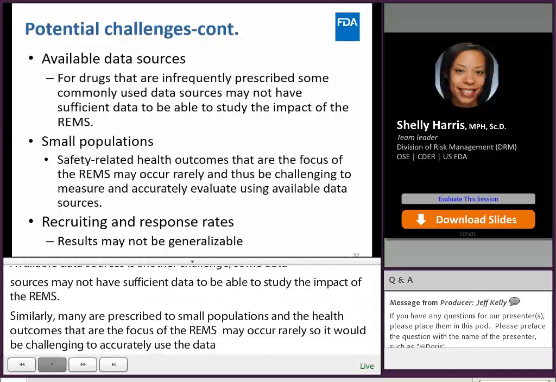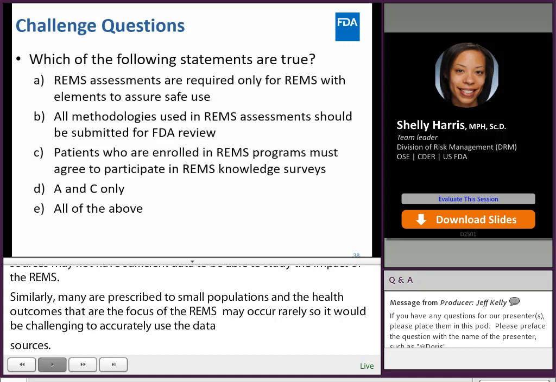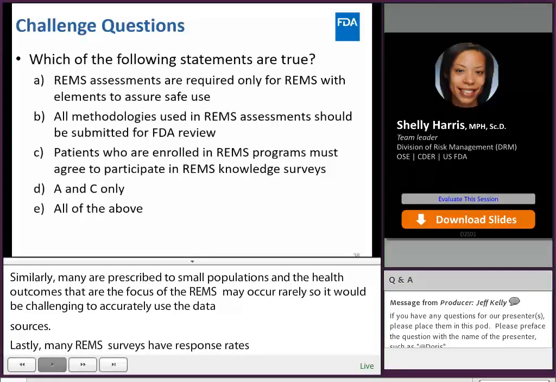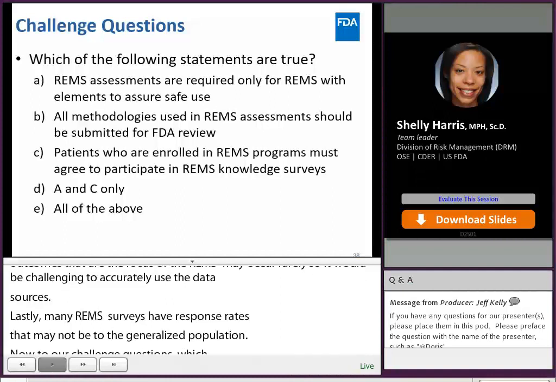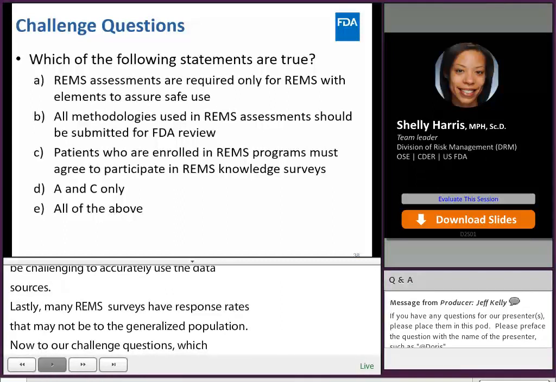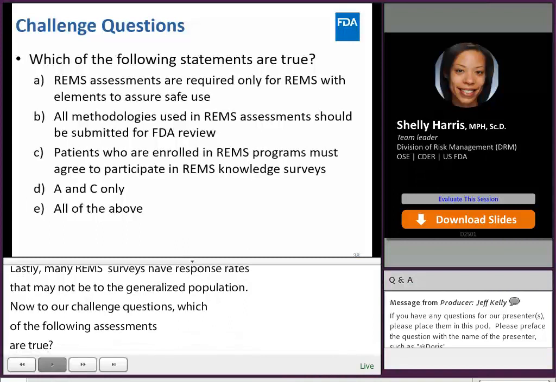Now for our first challenge question. Which of the following statements are true? A, REMS assessments are required only for REMS with elements to assure safe use. B, all methodologies used in REMS assessments should be submitted for FDA review. C, patients who are enrolled in REMS programs must agree to participate in REMS knowledge surveys. D, A and C only, or E, all of the above.